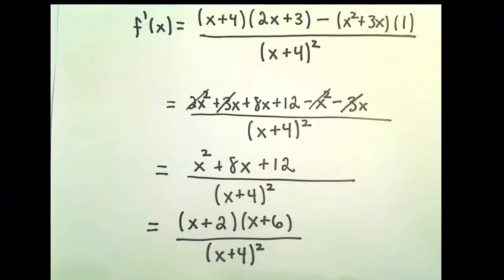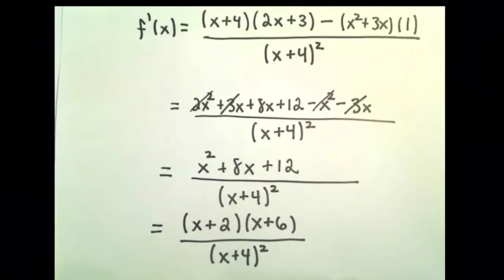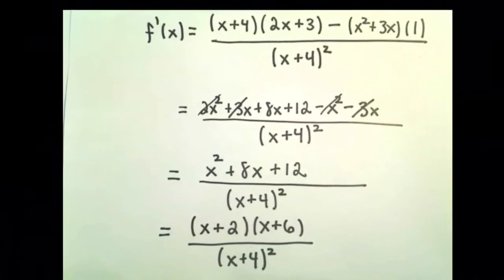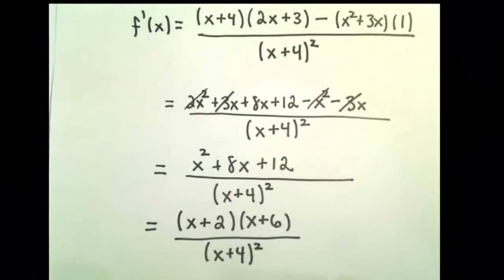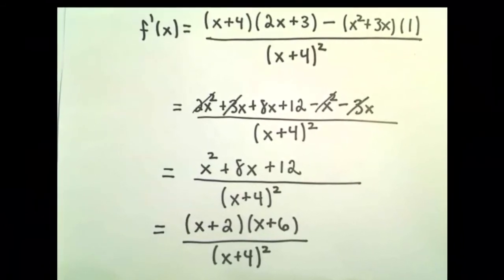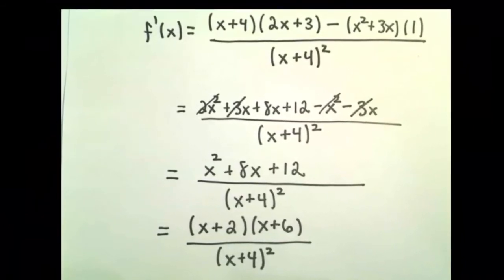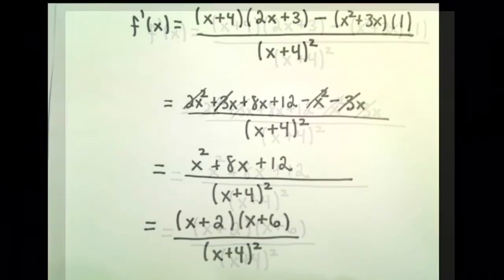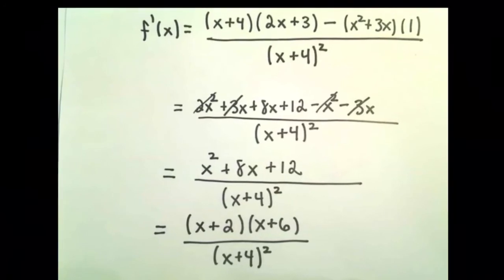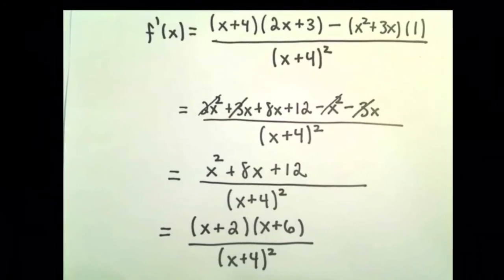Now, you will add similar terms, and that will leave you with x squared plus 8x plus 12 all over x plus 4 squared. And you will simplify the terms through factoring, which will give you x plus 2 times x plus 6 all over x plus 4.